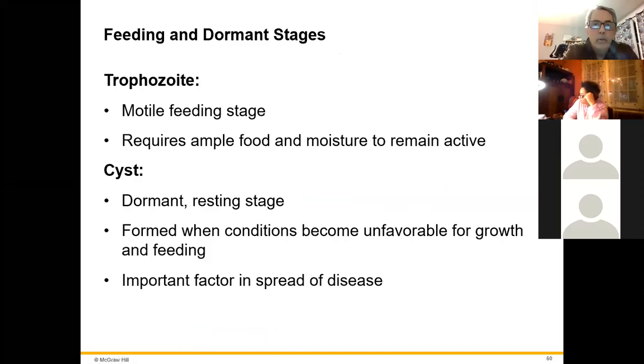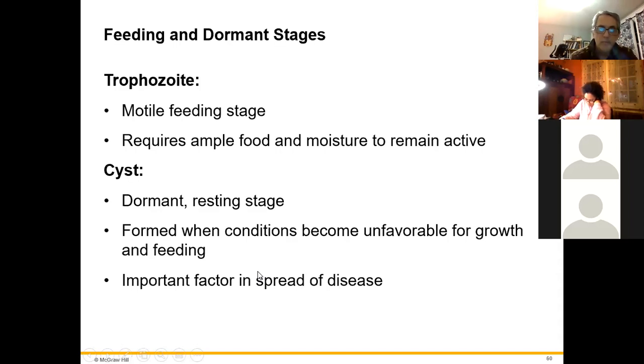So protists can have a feeding and dormant stage. So the trophozoite is the motile feeding stage. It requires food and moisture. Under a harsh condition, they can form a cyst, which is a dormant, resting stage. It forms when conditions become unfavorable. It's an important way they can spread disease. It is a resistant structure, though not like an endospore, but it is a dormant stage that can help spread the disease.